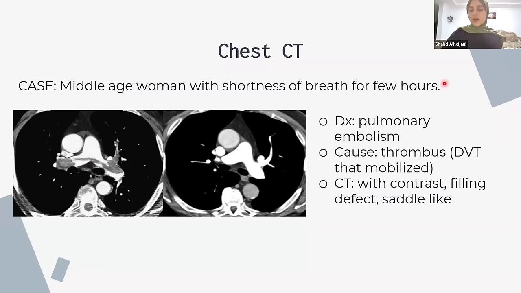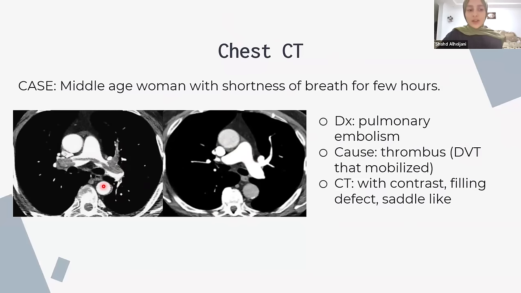The cause is the thrombus. For example, deep vein thrombosis that mobilized and then got stuck in the pulmonary arteries. Then it will give us this shape. Now here you can't see it. Can you tell me the difference between those two? Can anyone tell me why you can see it here, you can't see it here, and why? Yes, about the contrast. So this image has contrast. This one does not have contrast.